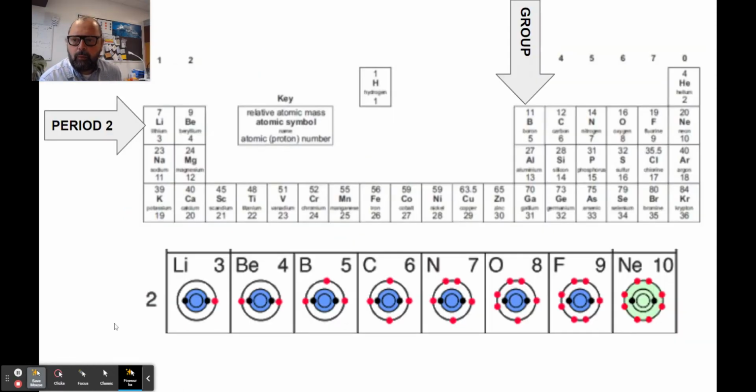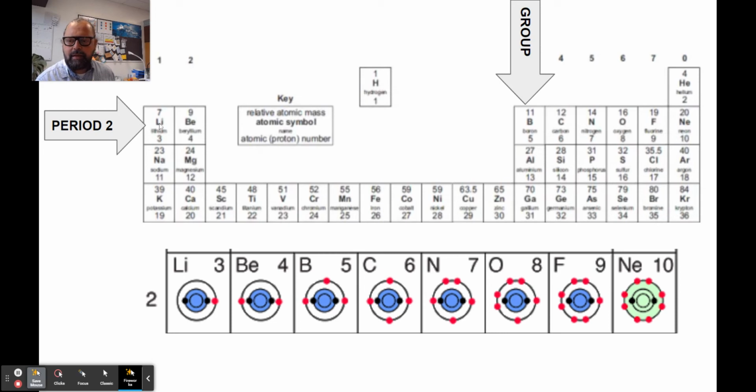Now that we know what the numbers mean on the symbols in the periodic table, we need to understand how the periodic table works. And there are 2 key words here. A group is any vertical column. I've just shown part of the periodic table on this slide. So vertical columns are groups, horizontal rows are periods.